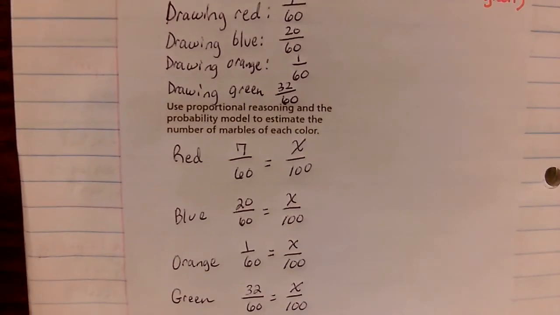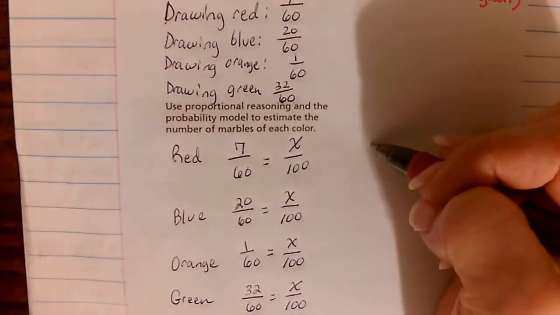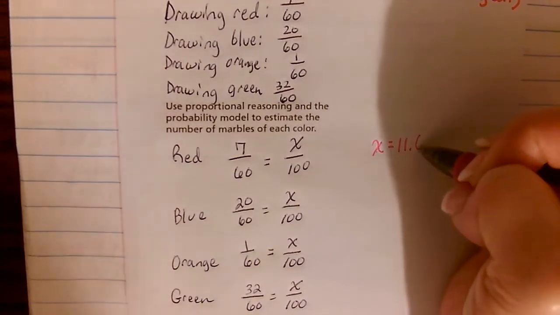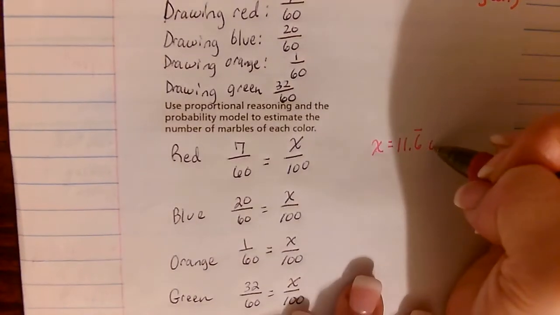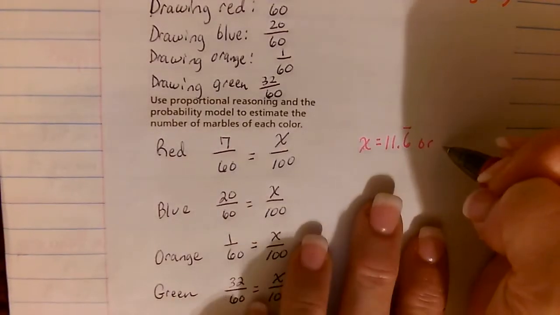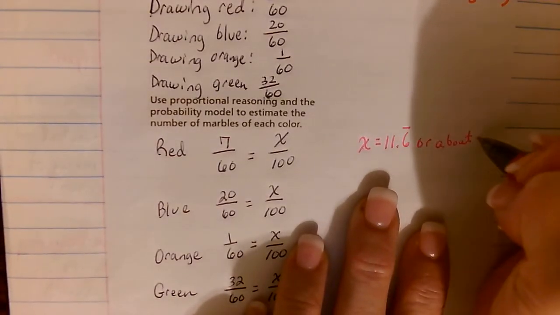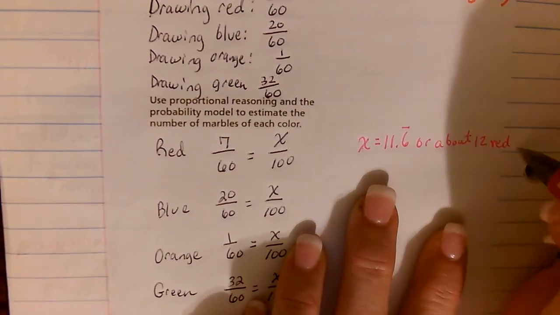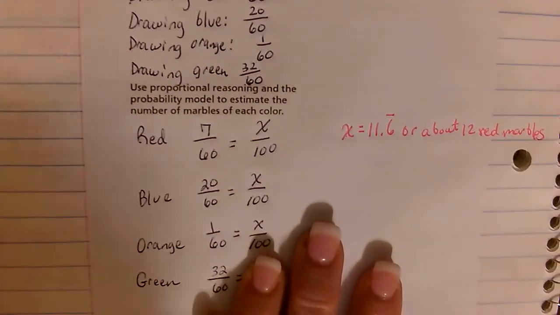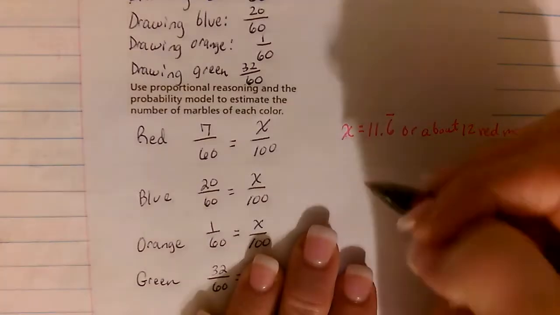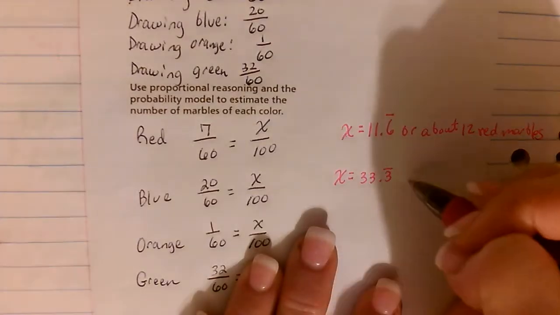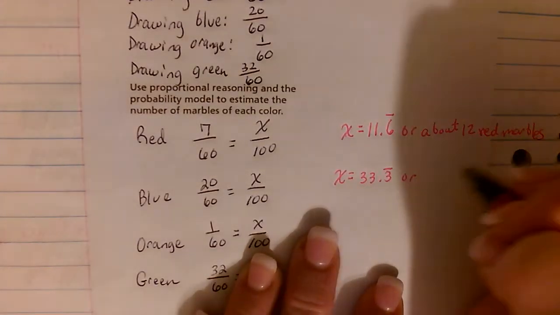So if we do that, when you calculated, x was equal to 11.6, well, repeating, or about 12 red marbles. Check your next answer. Alright, let's see how you did for the blue. On the next one, x was equal to 33.3 repeating, or about 33 blue marbles.